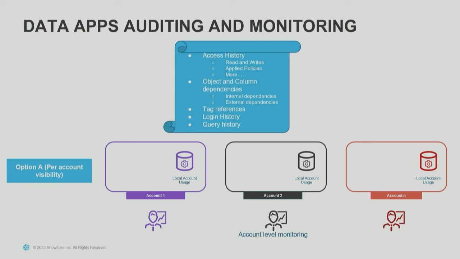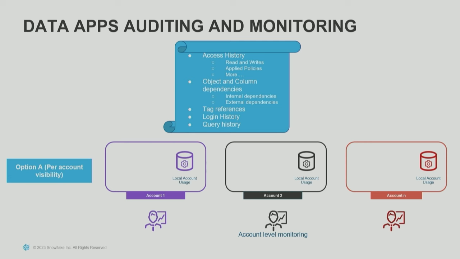And then you can use object dependencies, and you can have column level lineage to see how the objects are related at the column level. Of course, you need to consider login and query history to see who accessed what and where from, and then the query history, the full auditing and monitoring of the data interaction, the user interaction with your data.